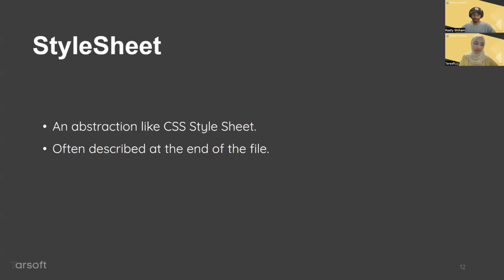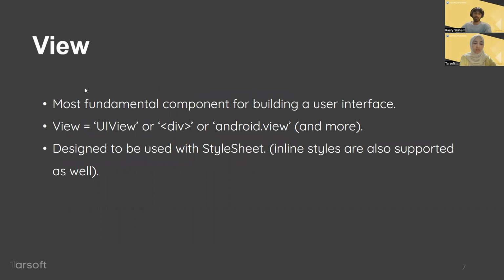Next is StyleSheet. StyleSheet is a component which is like an abstraction of a CSS style sheet. It's often described at the end of the file. So for example, since we have these six components, almost 100% you're going to see them in every React Native application you create. These six are called the basic components of React Native. But going forward, we're going to look into other components as well for better functionality.